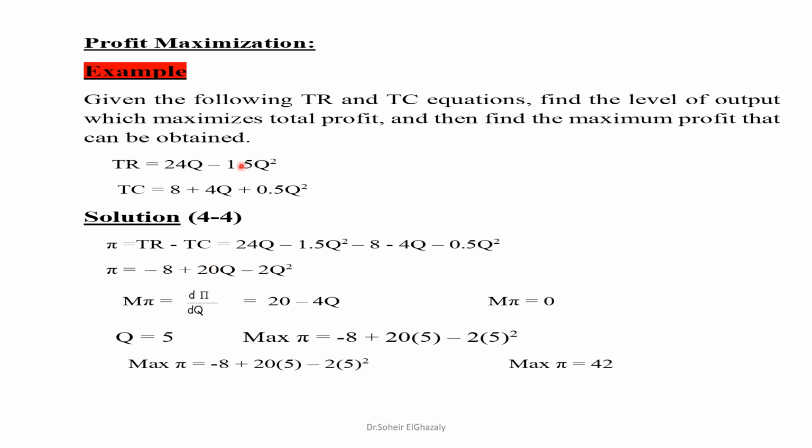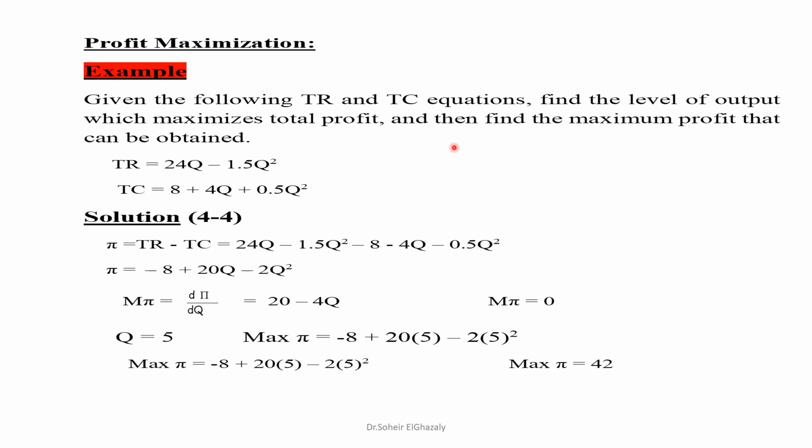What we have here is total revenue. We have total cost too. So it's giving the total revenue and total cost equations. Find the level of output which maximizes the profit, and then find the maximum profit that can be obtained. We need to have the maximum profit.